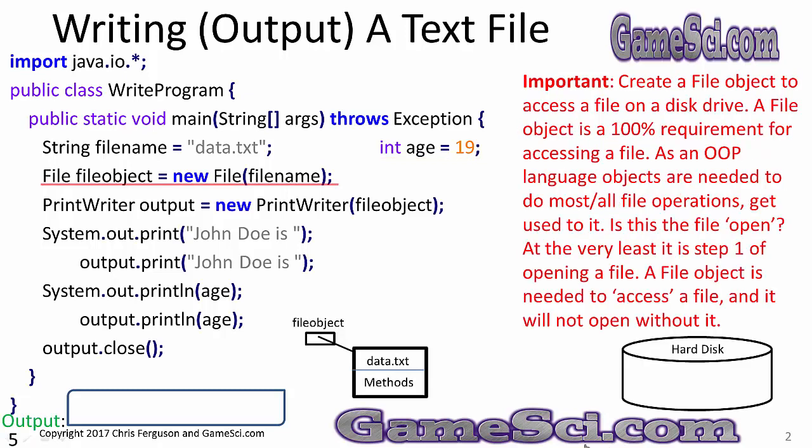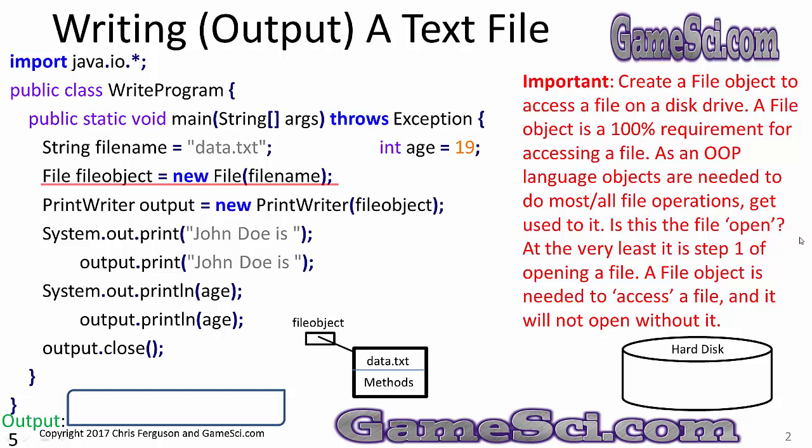File fileObject equals new File(fileName). What we're going to do here is set up a file object. It's important to create a file object to access a file on a disk drive. A file object is a 100% requirement for accessing a file. As an OOP language, objects are needed to do most, if not all, file operations. Get used to it.